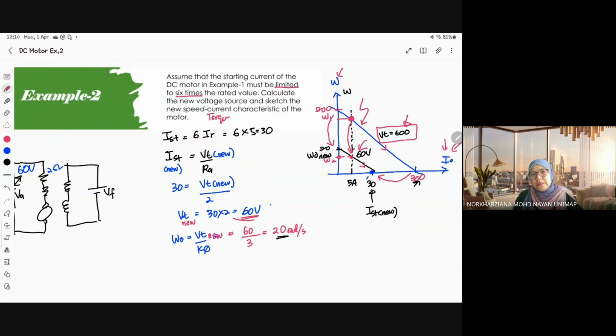This one is beneficial for low current or low torque with low speed application. What kind of motor example can we apply for this low current and low speed? Who knows? Low current and low speed application.